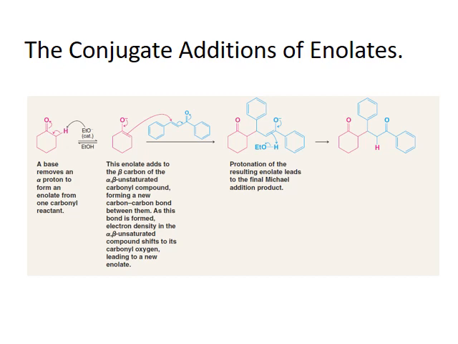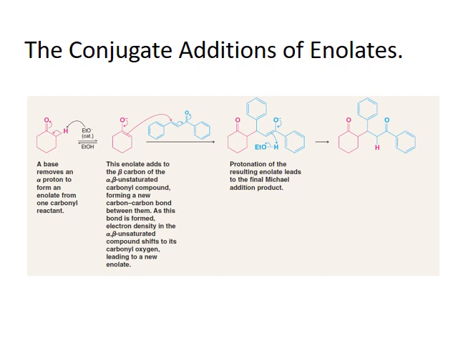Cyclohexanone treated with ethoxide forms the enolate. The enolate attacks the beta carbon. The electrons of the double bond shift to the oxygen to form the enol, then the enolate.